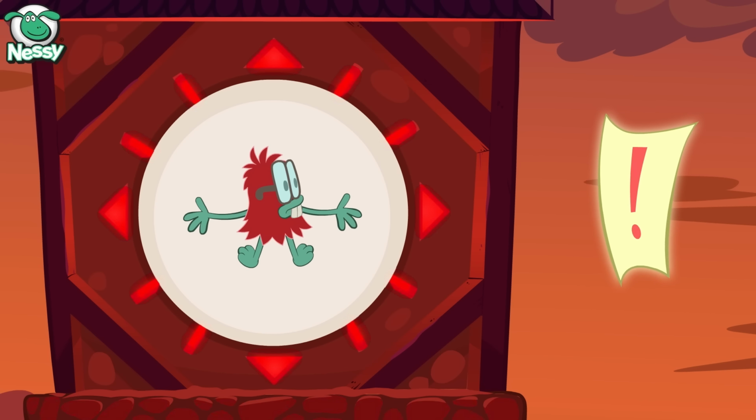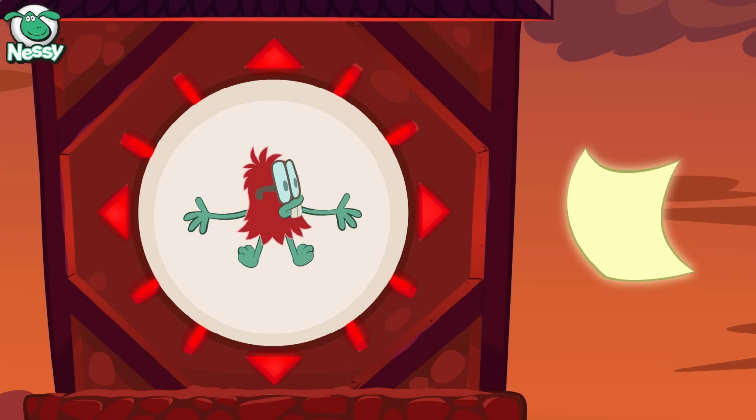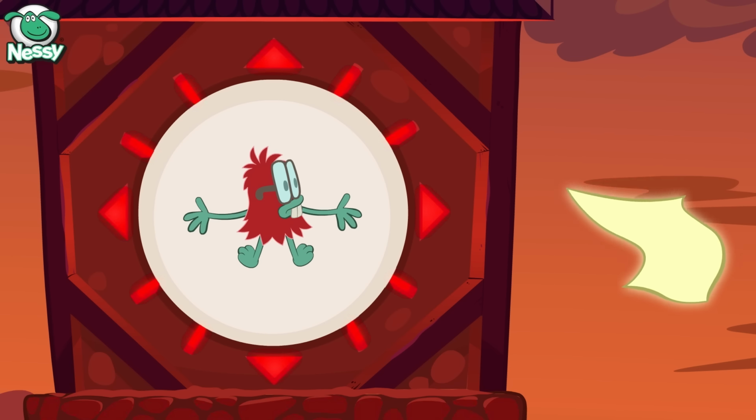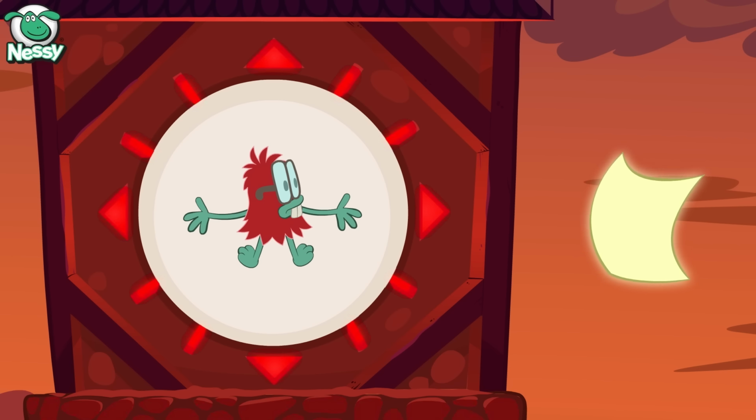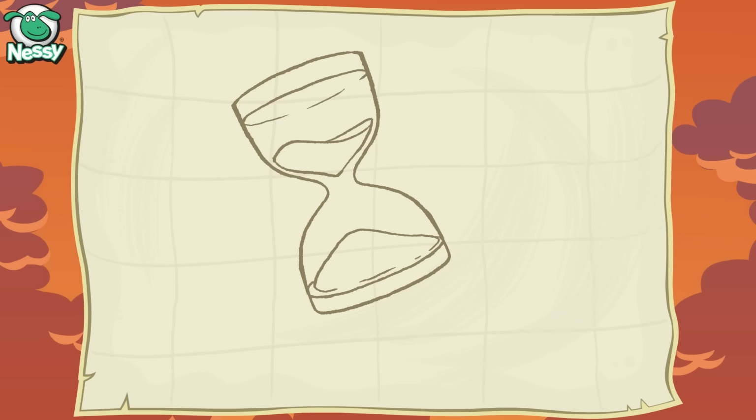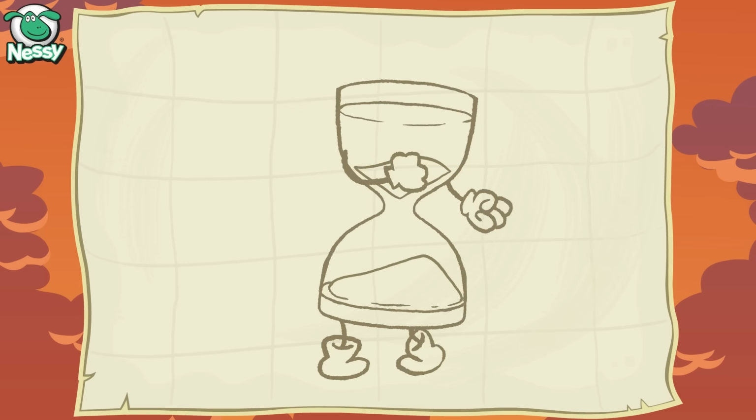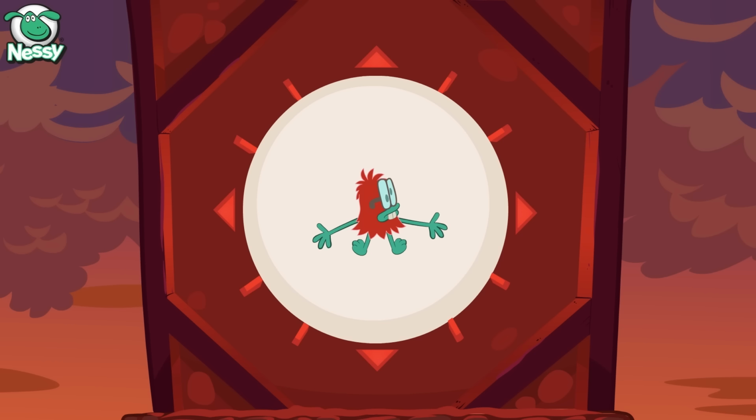Oh, no. It looks like you've been trapped inside the dreaded 5 o'clock. Tricky. To escape, you will need to alter the very fabric of time itself. And dance a bit. You are trapped inside a clock face.